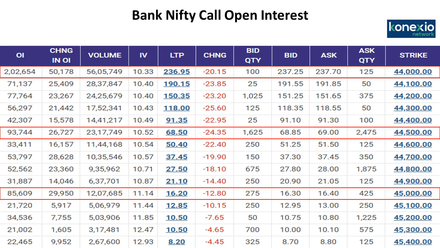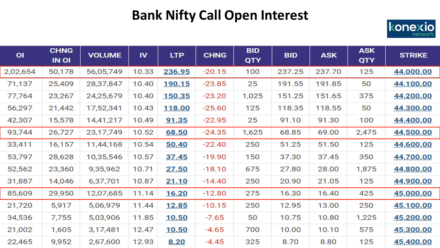That clearly indicates that smart money might have done out of the money call writing. But looking at the volume and open interest data, we feel that on an immediate basis 44,000 could act as an immediate resistance. But on Monday we are expecting a gap up opening.